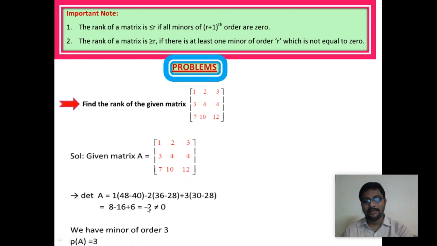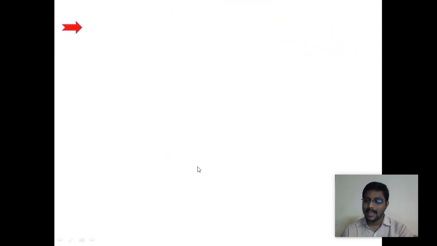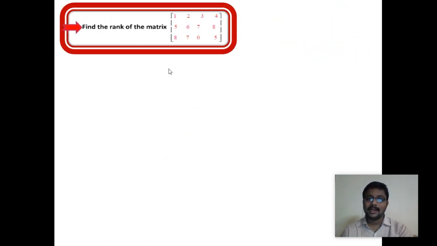Now we have to find the determinant of the minor, that is, the determinant of the 3 by 3 matrix. Clearly we get minus 2. Is it equal to 0 or not equal to 0? Not equal to 0, because it is a non-zero number. So we have a minor of order 3, that means the rank of A is 3. Once again, for the given matrix det A is non-zero for the minor of order 3 by 3, so the rank will be 3. Another problem: find the rank of the matrix.